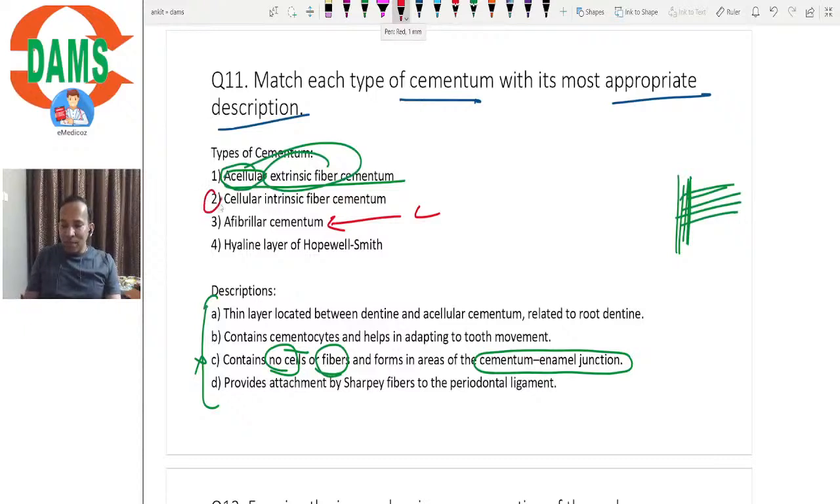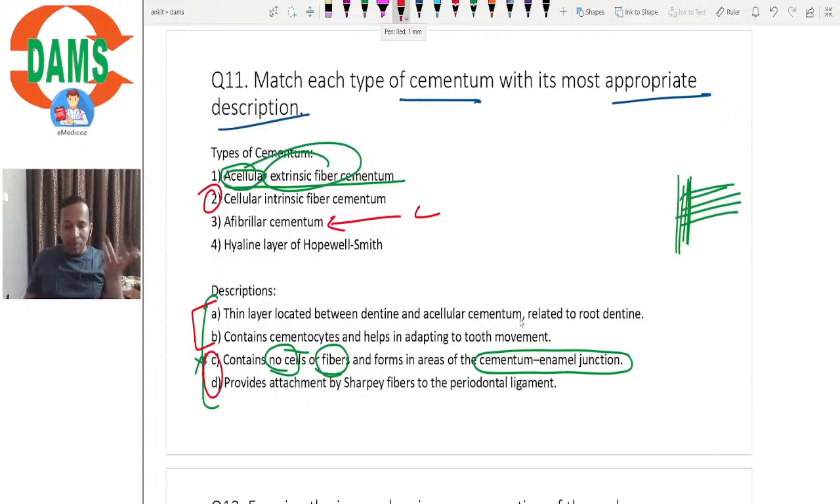So which of these is the cellular intrinsic fiber cementum? Now we have discussed already option C and D. So option C और option D तो हो गए. So which of these remaining two describes cellular intrinsic fiber cementum? Is it option A or option B? Thin layer located between dentine and acellular cementum, or it contains cementocytes and helps in adapting to tooth movement. So this is the cellular intrinsic fiber cementum.